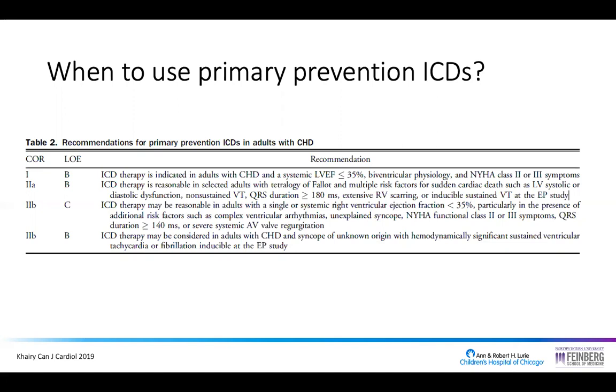So multiple risk factors: systolic or diastolic dysfunction, non-sustained VT, QRS duration over 180 milliseconds, extensive RV scarring, inducible sustained VT at EP study. Turns out that the best data for doing EP studies to induce sustained VT is in tetralogy of Fallot. It does look like there's some positive predictive value to doing them in tetralogy of Fallot. Unfortunately, there has not been universally good data that suggests that every congenital heart disease lesion is associated with a high positive predictive value. And so tetralogy of Fallot is the only place that that data still is.